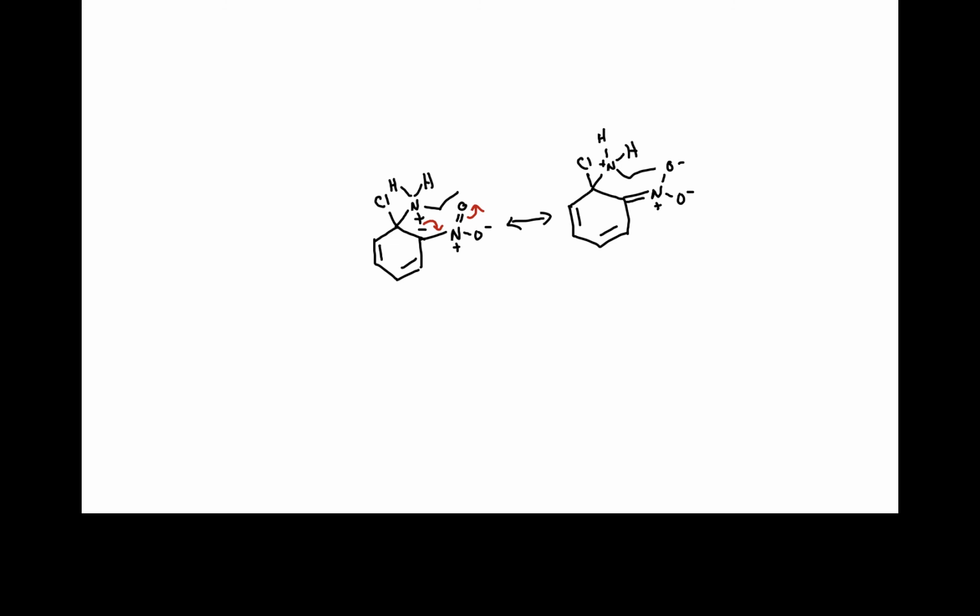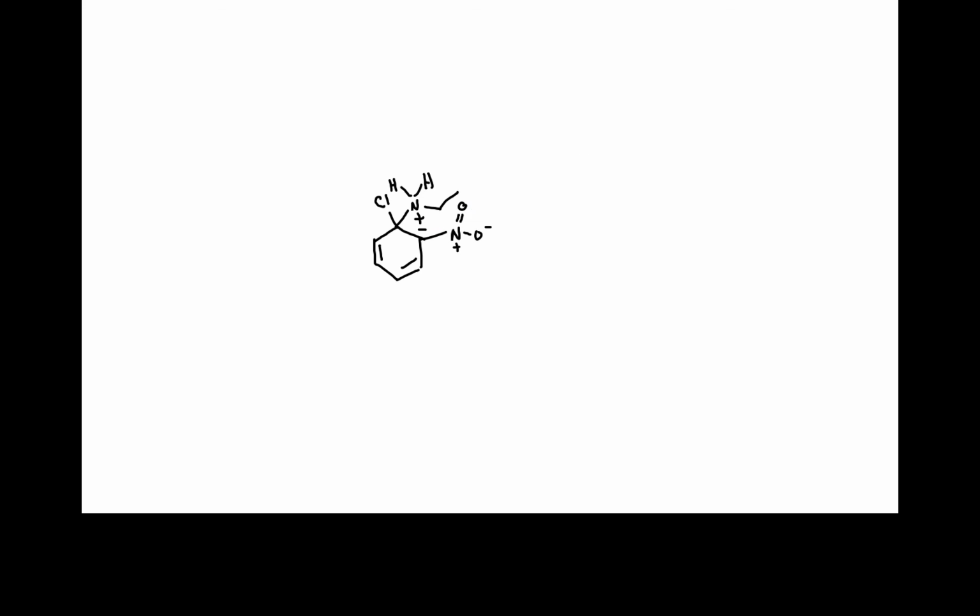Notice that we're not going to get this effect if we have the nitro group in the meta position. You wouldn't be able to push the negative charge up onto the nitro group. So it's important for that nitro group or whatever strongly electron withdrawing group that you're using to be in the ortho and/or para positions. Okay, so let's go back.